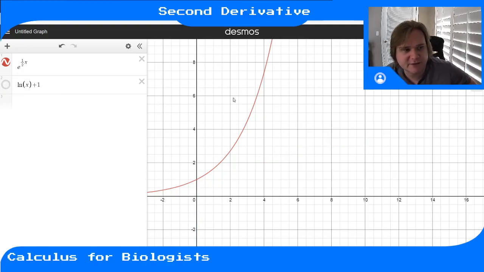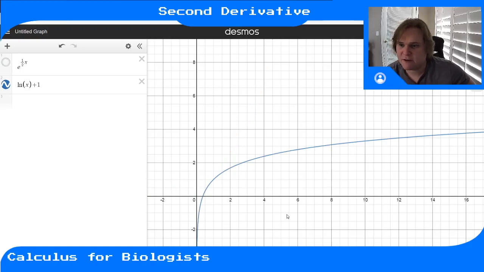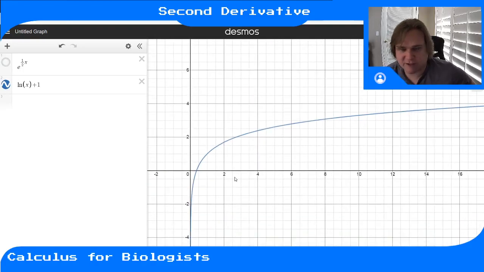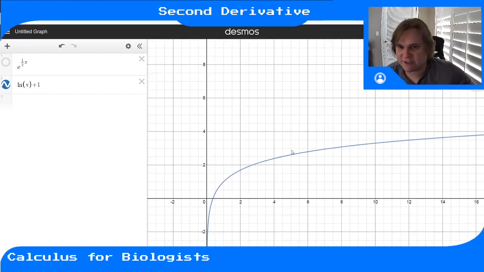Here we have e to the 1/2 x. It's clearly increasing. You can see that as you go from left to right in the x values, the y values are going up, so this function is increasing. On the other hand, we have this ln of x plus 1 function in blue. This function is also increasing. You go from left to right, the function values go up, so this function is increasing.